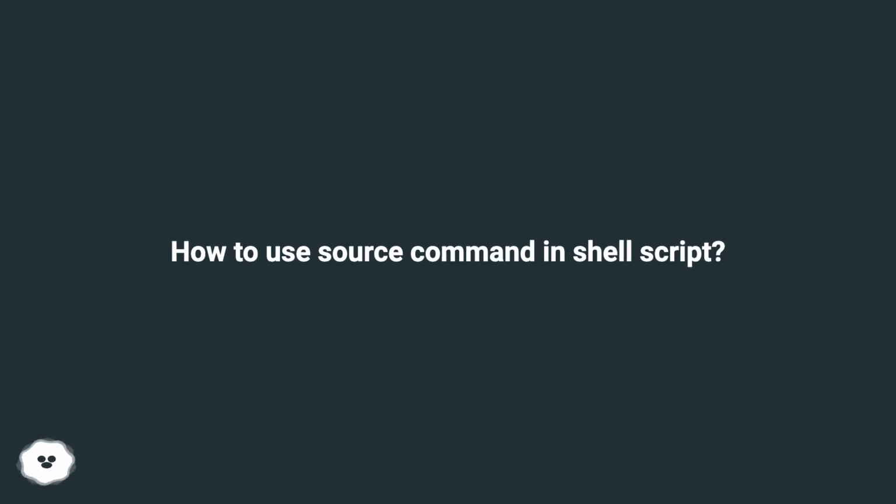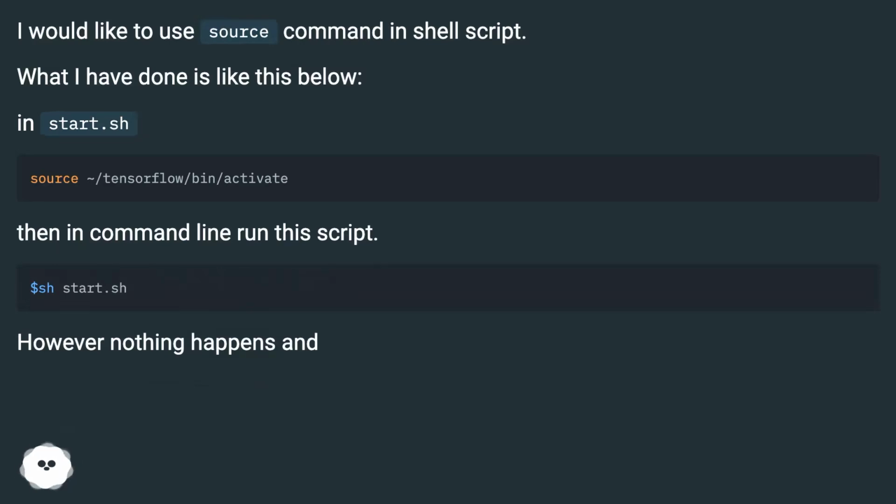How to use source command in shell script. I would like to use source command in shell script. What I have done is like this below. In start.sh. Then in command line run this script.